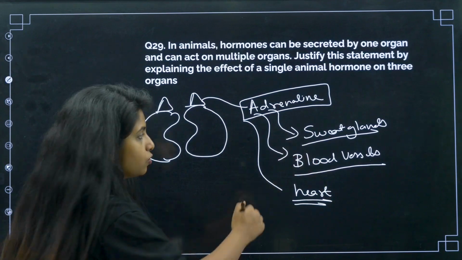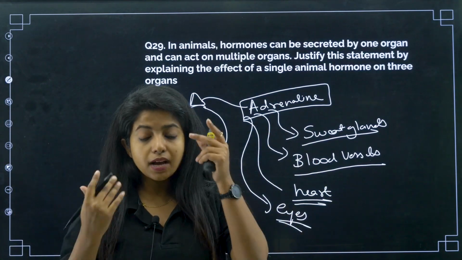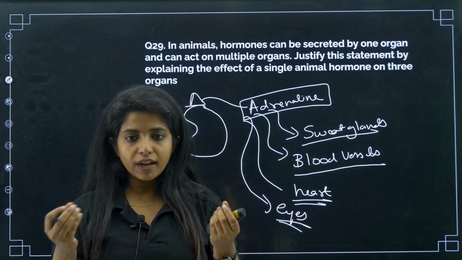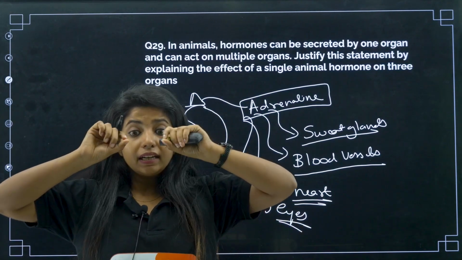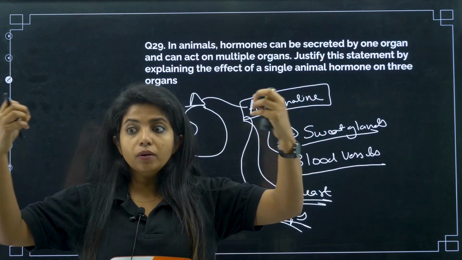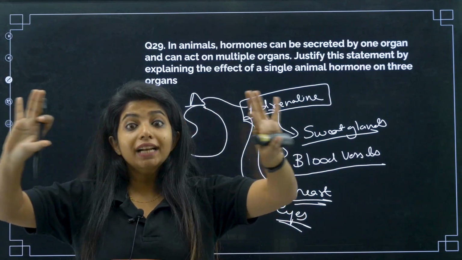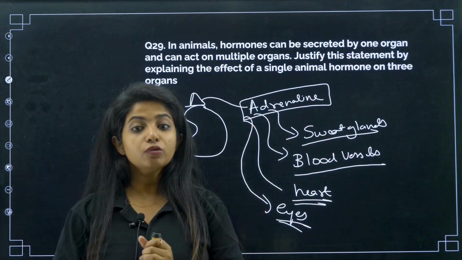What about the eyes? Adrenaline is going to affect your eyes also. When something comes in front, you are scared of it, adrenaline is being released and the pupil gets enlarged so that more light gets in. Why do you go like this? Because you want more light to get in so that you get a clear view of things. This is nature's way of protecting you.